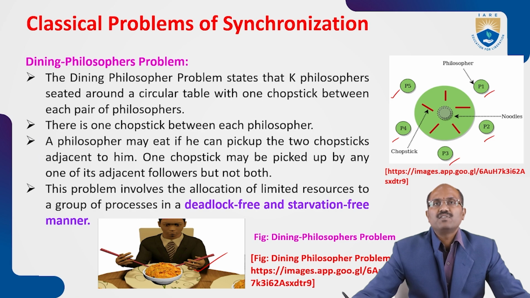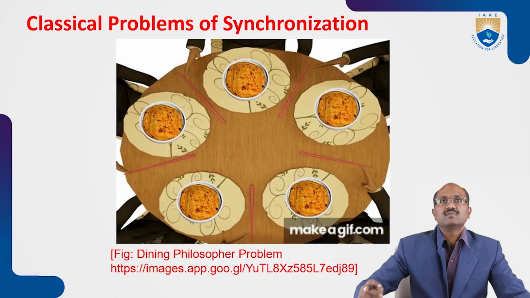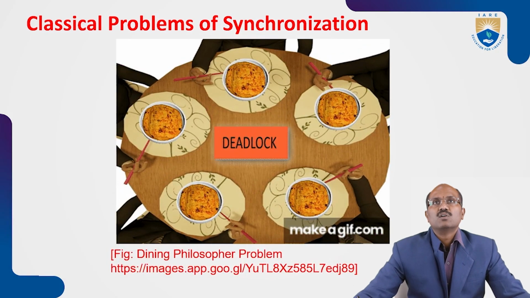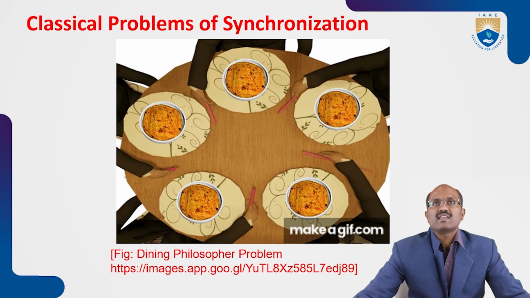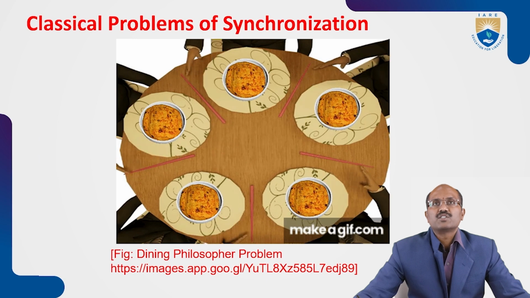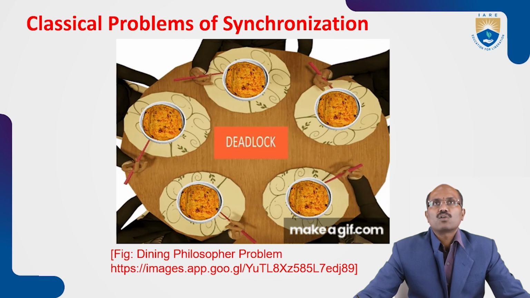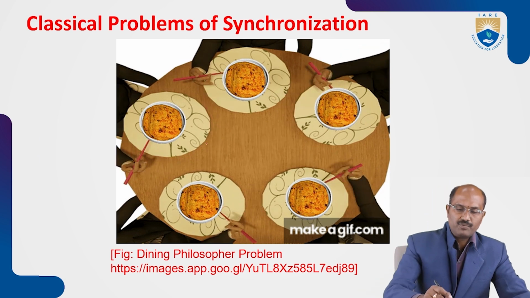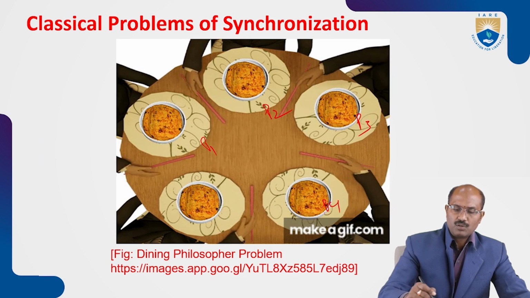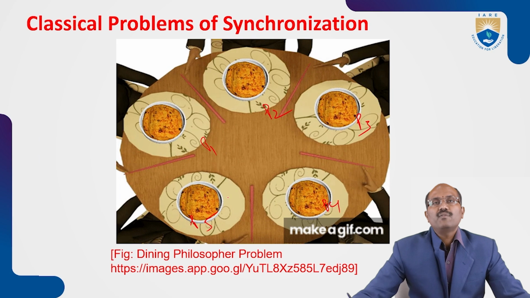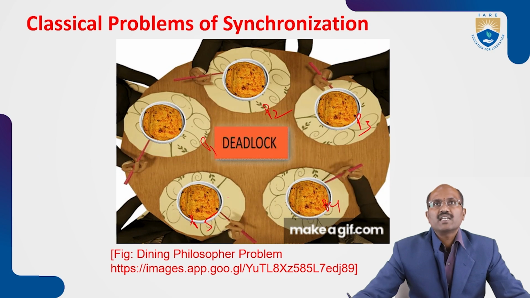Let me discuss the dining philosophers problem in detail. See the figure: if all philosophers take a chopstick at the same time, each process goes into deadlock. This animated figure shows 5 philosophers sitting at the table: philosopher 1, philosopher 2, philosopher 3, philosopher 4, philosopher 5. All philosophers take a chopstick at a time, and this leads to deadlock.